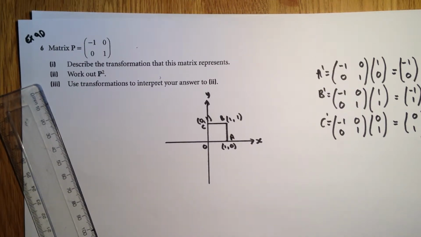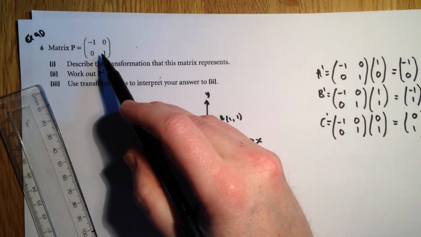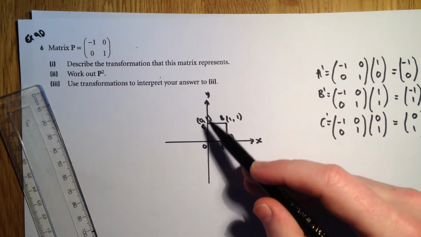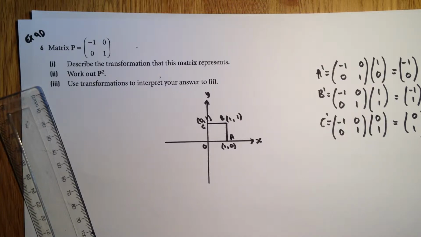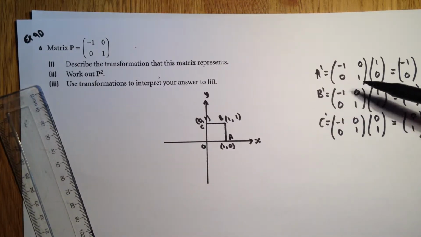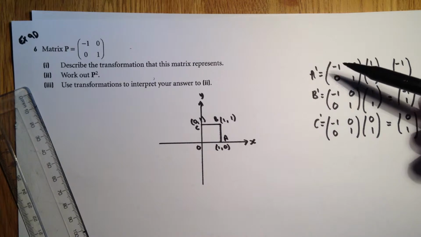Right, there are a couple of different ways to tackle this problem. We have to apply this matrix to these coordinates and then describe the transformation that the matrix represents. Now what we could do to work out each of them, I've just written this out here.